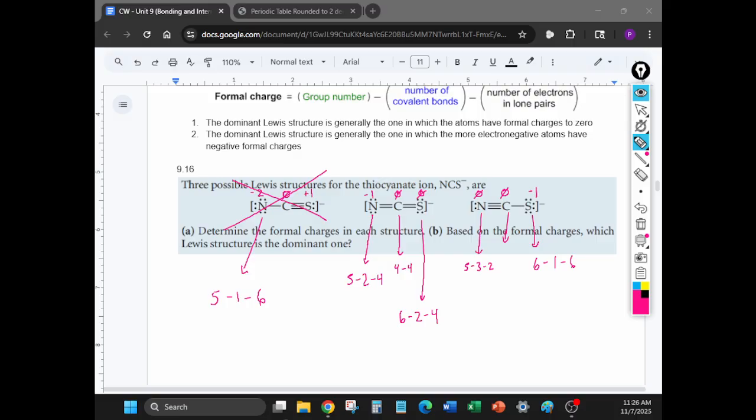Now, there are 2 that have 2 zeros and a -1. For this problem, we can't have all 0, so we have to pick the one based on electronegativity. We need to determine: is nitrogen more electronegative or is sulfur? Nitrogen is more electronegative. We want to give the electronegative ones the negative charge. So this middle one is the best structure. If you got that, great job. That's all you need to know for formal charge. All right, let's move on.